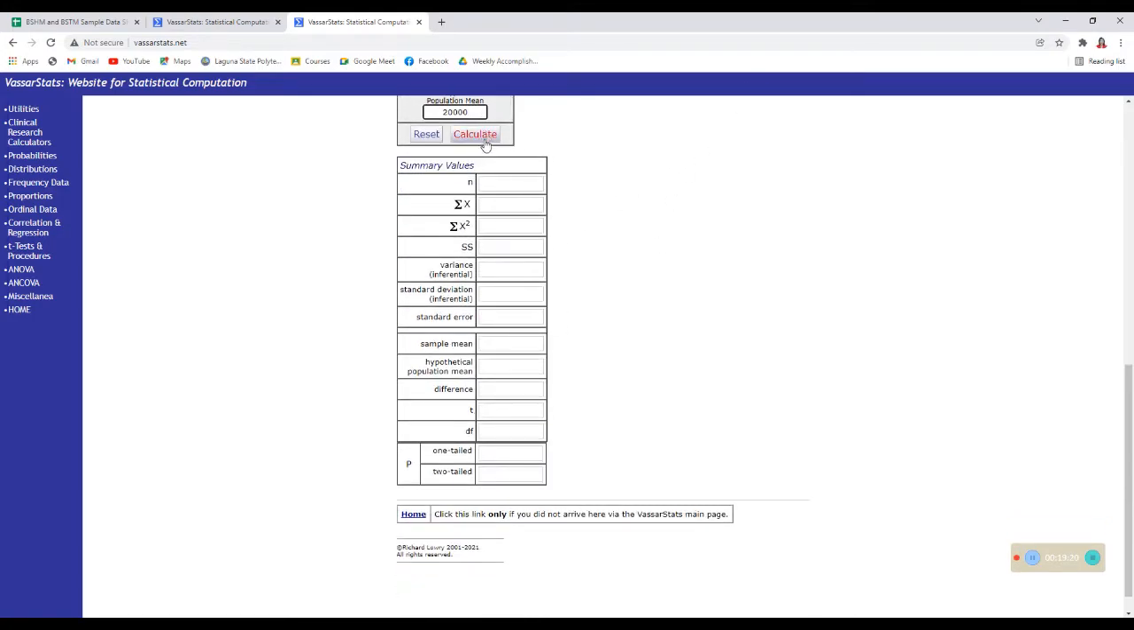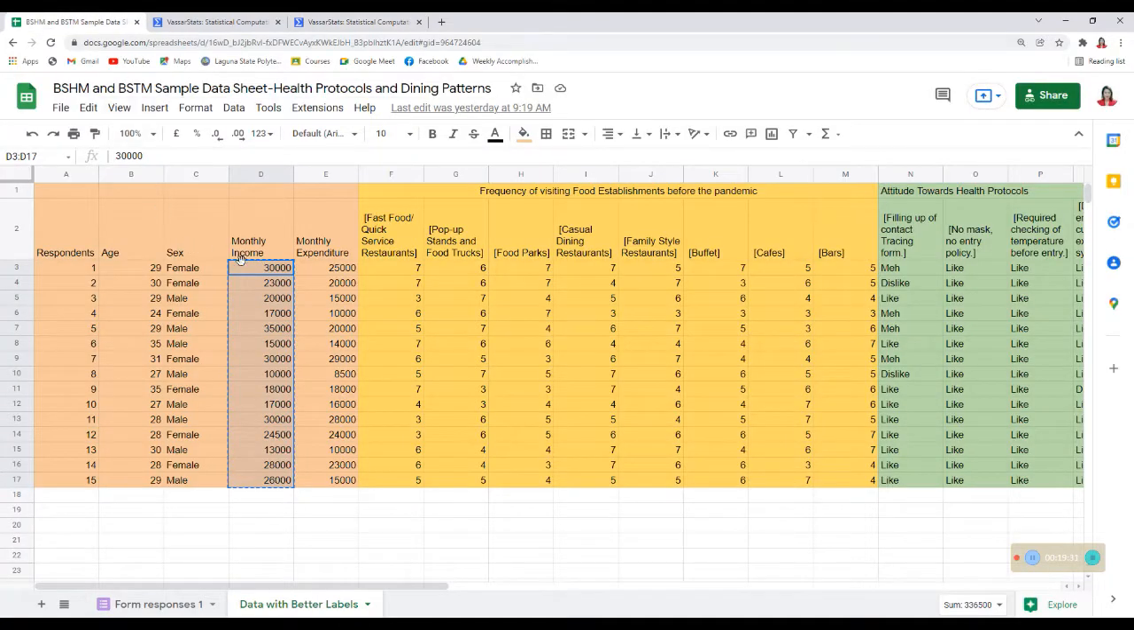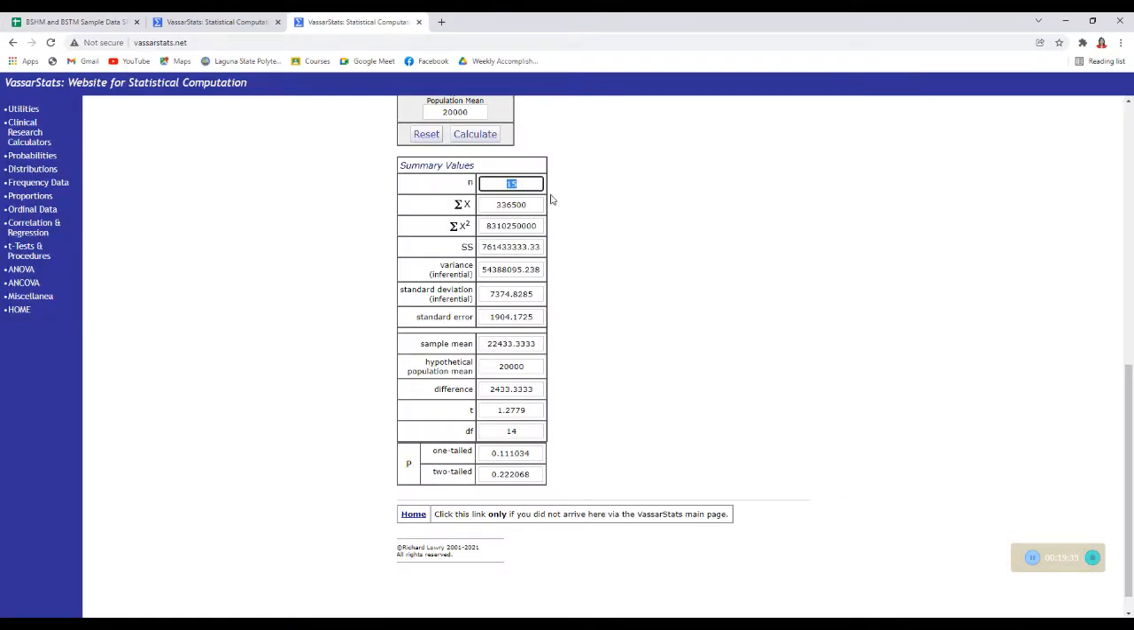Next, click calculate. There. You will see here, check that n is equal to 15. What is n? It is the number of samples. So, if you know that you have 15 respondents and it doesn't match here, then probably you missed copying some values. That will be your hint here.